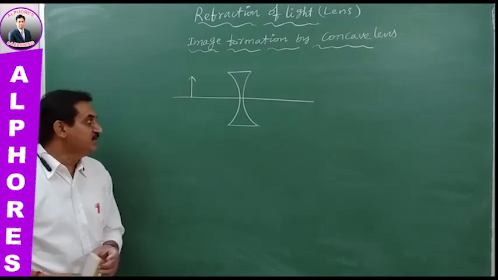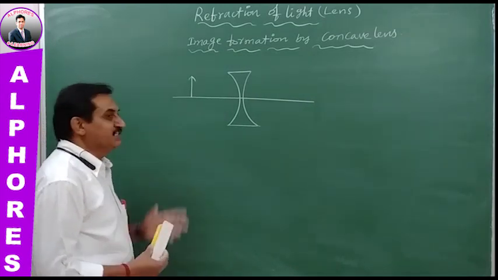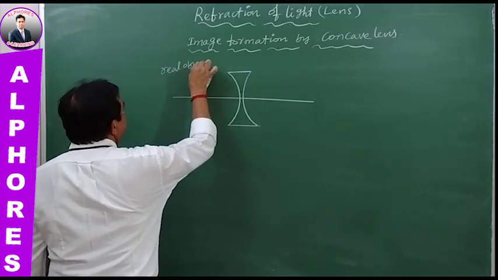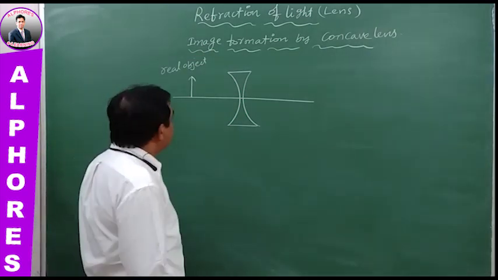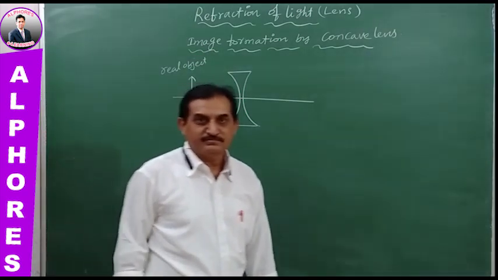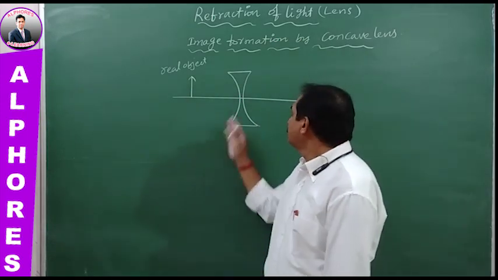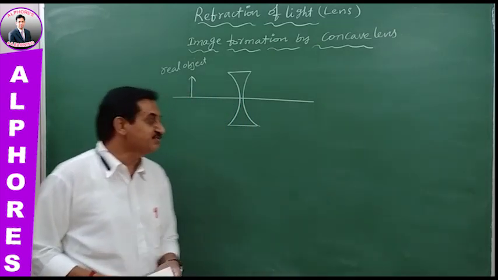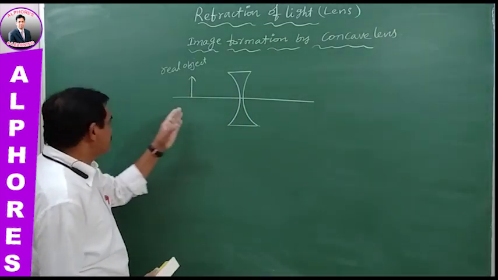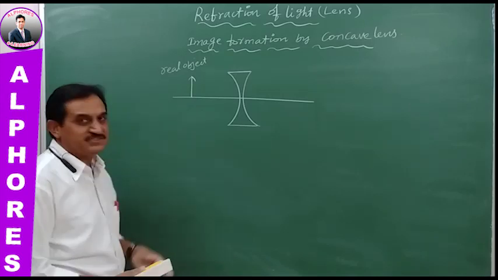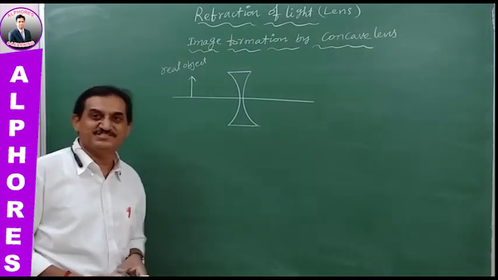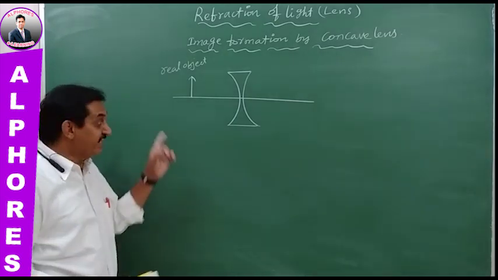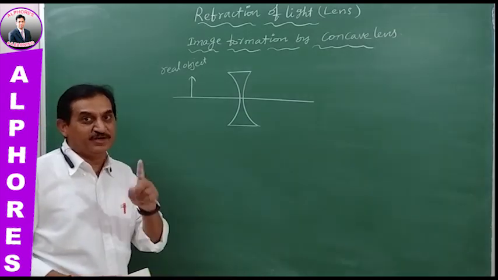In case of concave lens, the object is real. This is the real object. When the object is kept anywhere from infinity to the pole of the spherical refracting surface of this concave lens, or diverging lens, it forms a virtual image always for a real object. Always virtual for a real object.